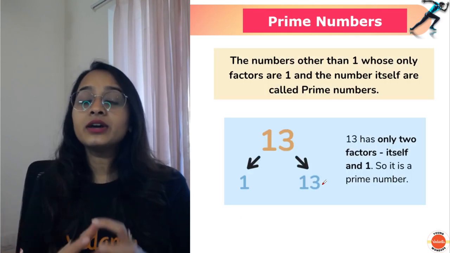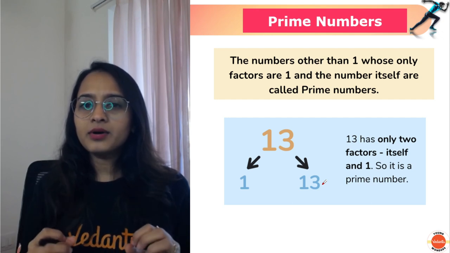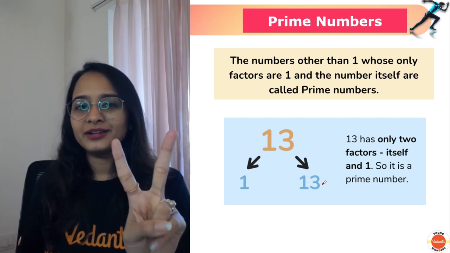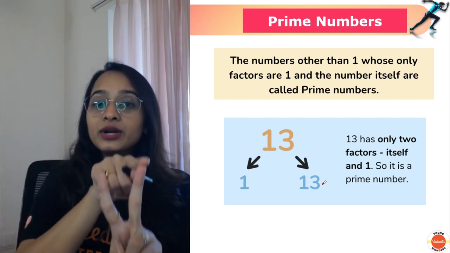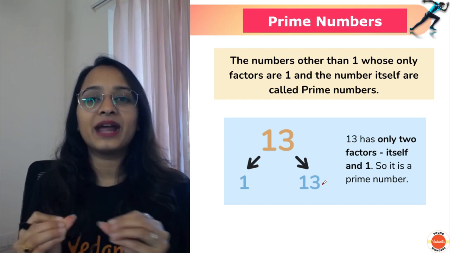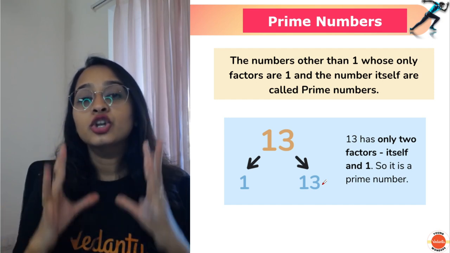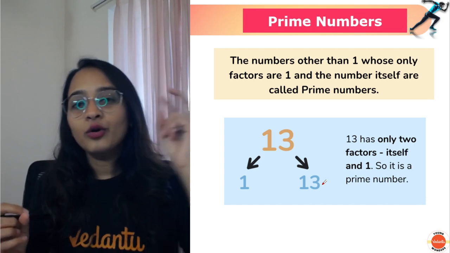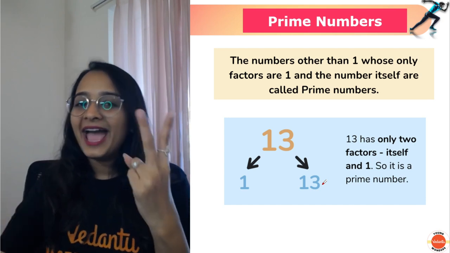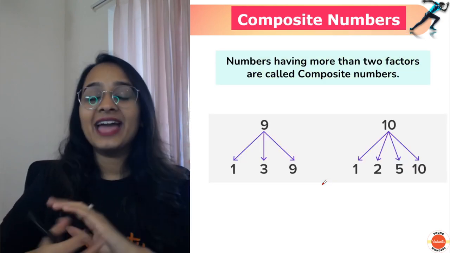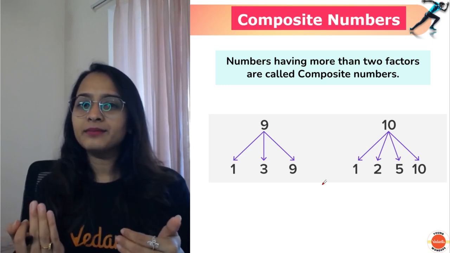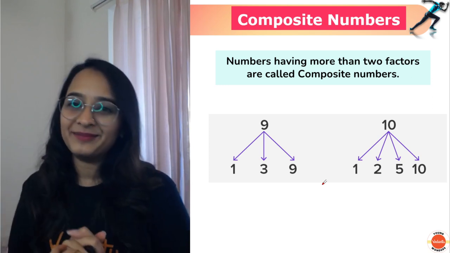And then comes our prime number. Now, a number with only two factors, 1 and the number itself, is called a prime number. It has no other factor. Only two factors, 1 and the number itself. And then we have composite numbers, which are opposite of prime numbers.